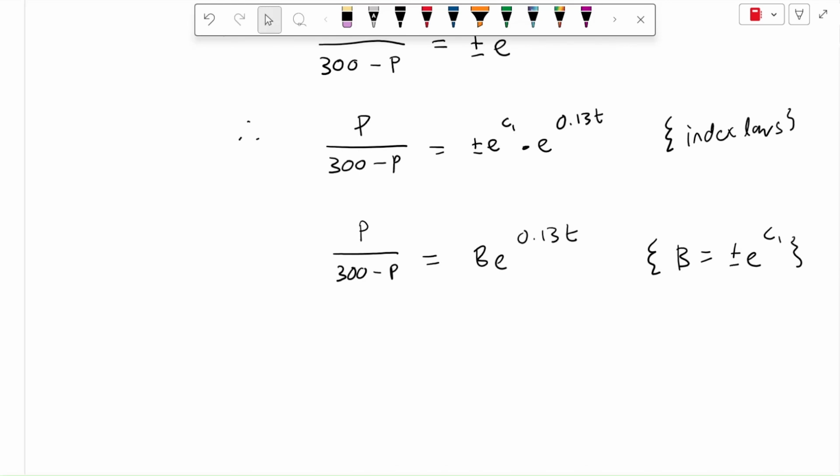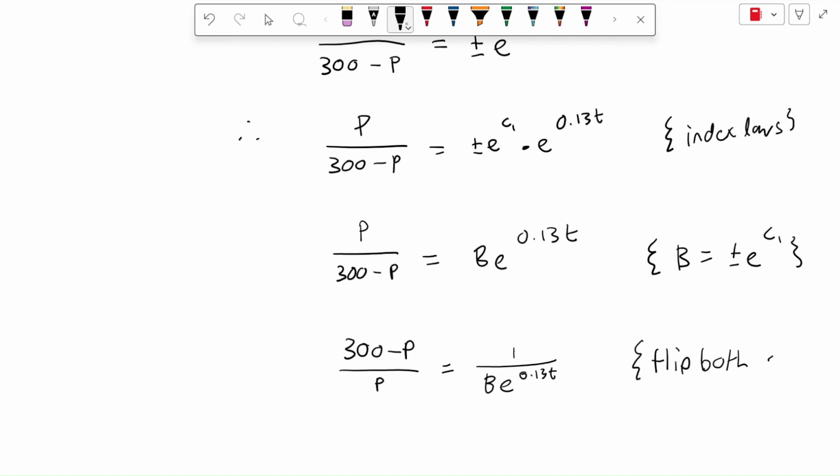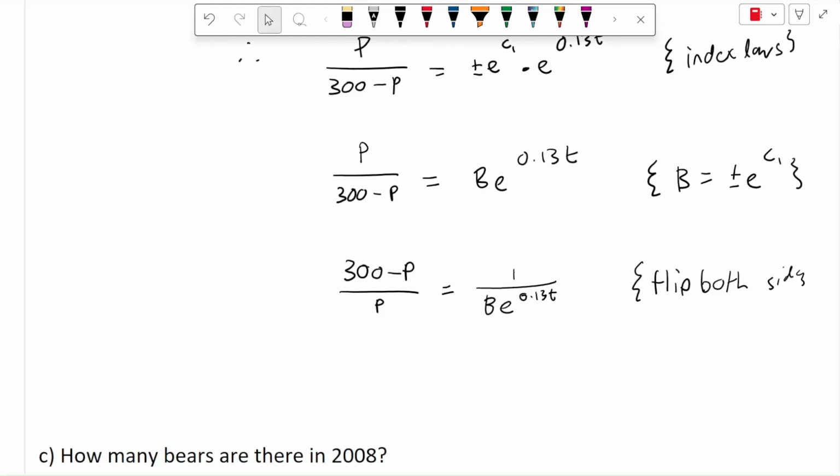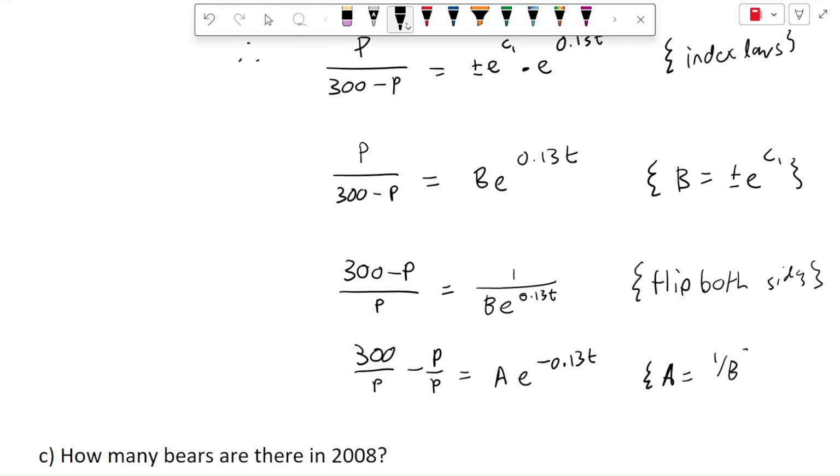Now, this is a weird step. We have to flip both sides. So I'm going to write it like this. So I'm going to flip both sides. Now, this is 300 over p, take p over p. And on the right-hand side, I'm going to say 1 over b is this new constant a. And we're going to write it like that. So a is 1 over b.